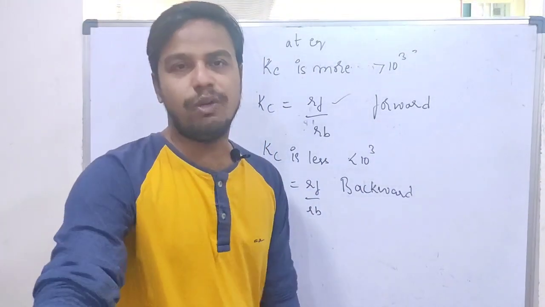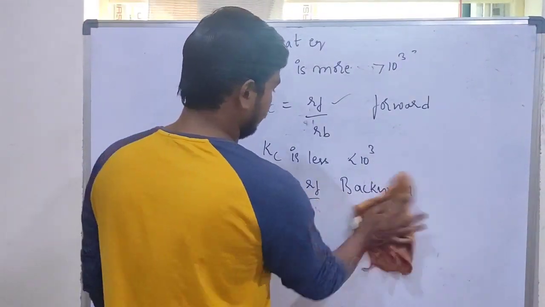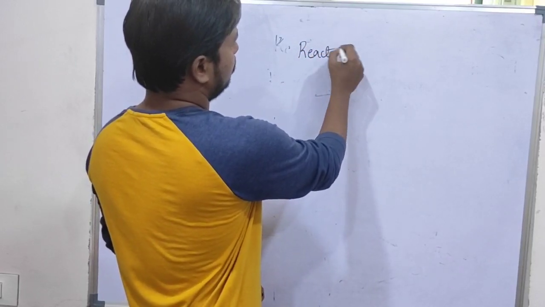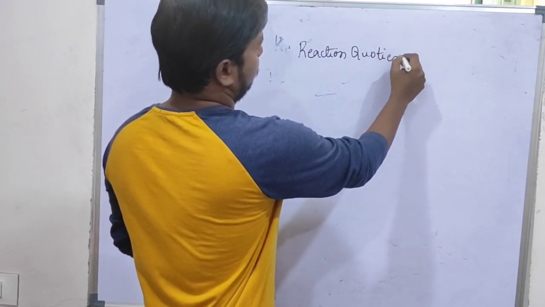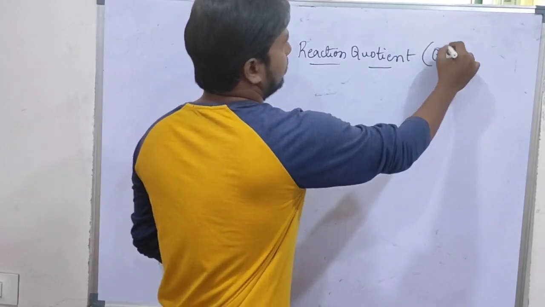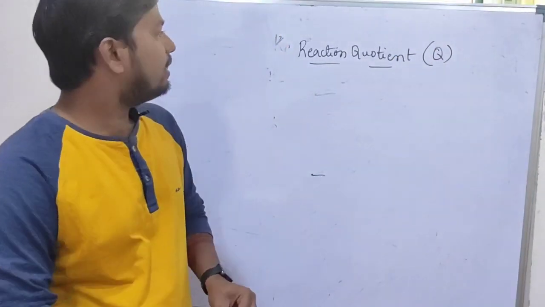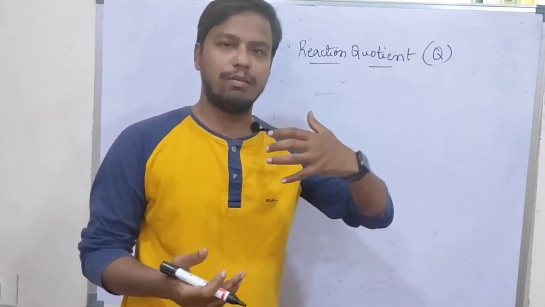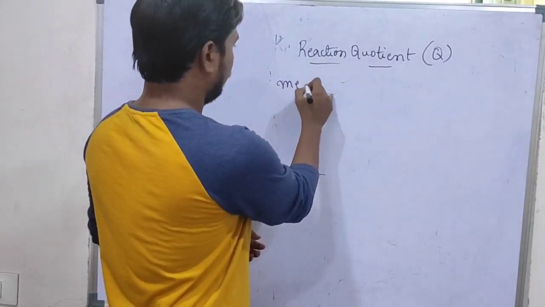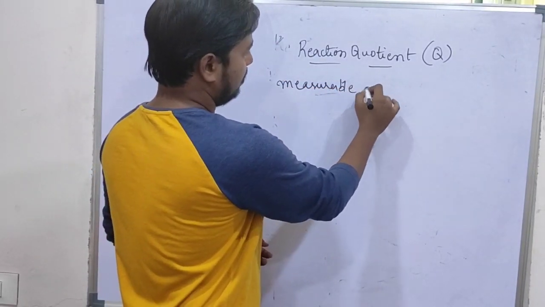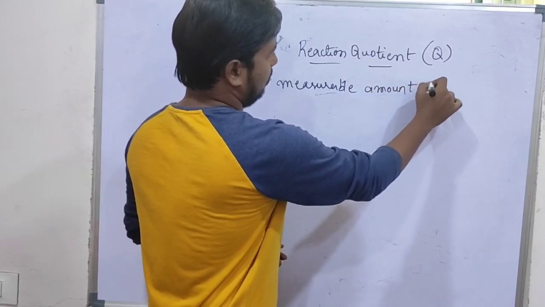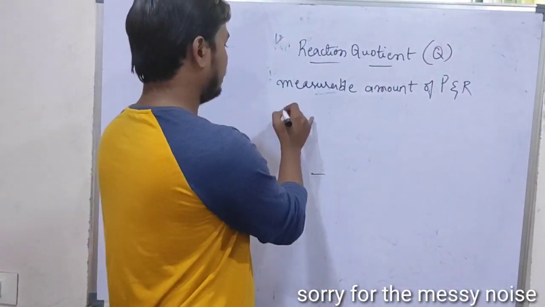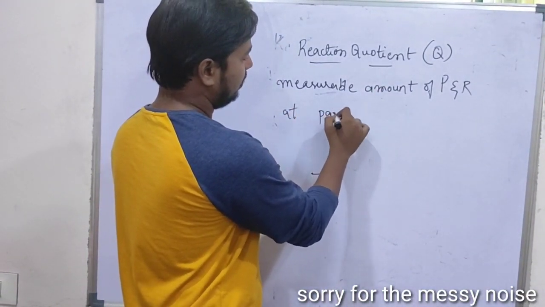Next we will move on to the reaction coefficient. What is the reaction coefficient? Now we should discuss the reaction coefficient, and it is denoted by capital Q. The reaction coefficient is basically a measurable amount of products and reactants at a particular point of time.